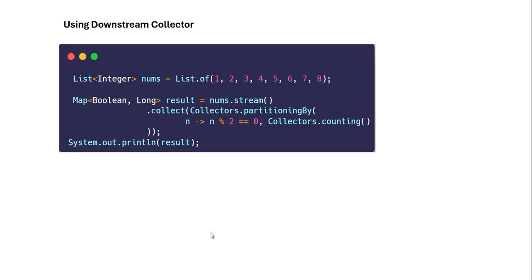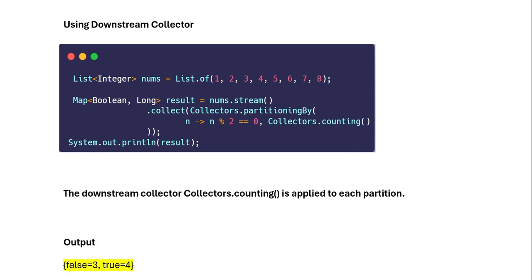After partitioning the data using partitioningBy, we can also perform operations on the partitions using a downstream collector. Let's say we have partitioned them into two groups, even and odd, and now we want to count the number of even and odd numbers. For that, you need to specify Collectors.counting. It is applied to each partition and gives us the number of elements satisfying the condition. The even number of elements is 4, so true equals 4, and for odd, false is also 4. So this is a downstream collector which we can apply.